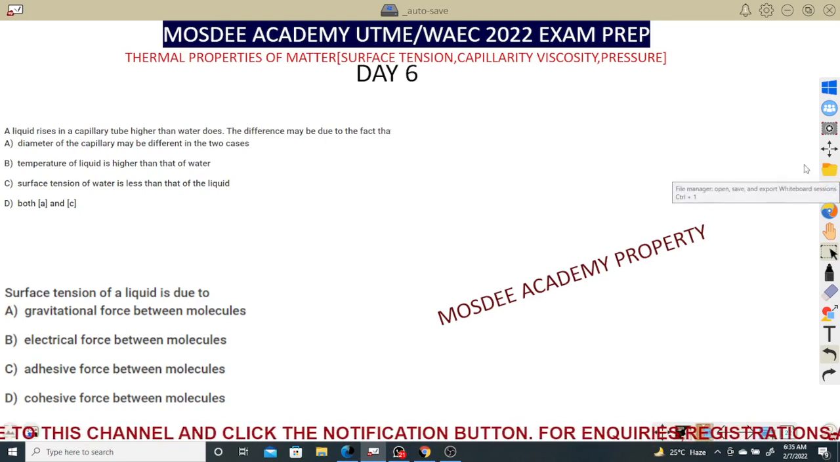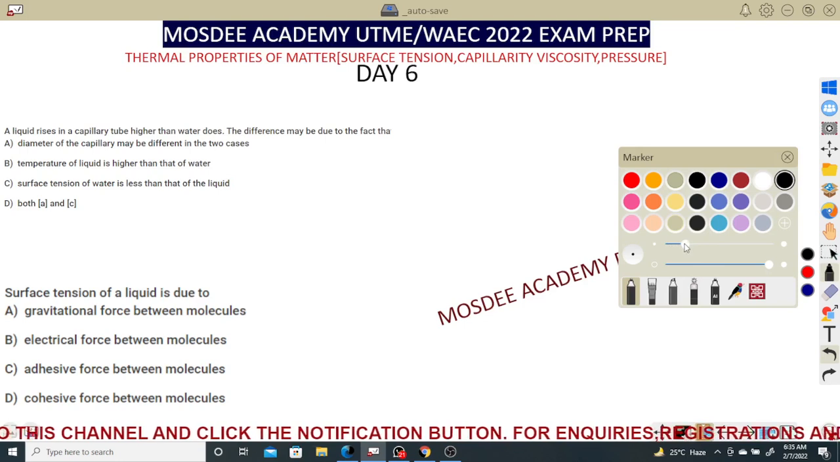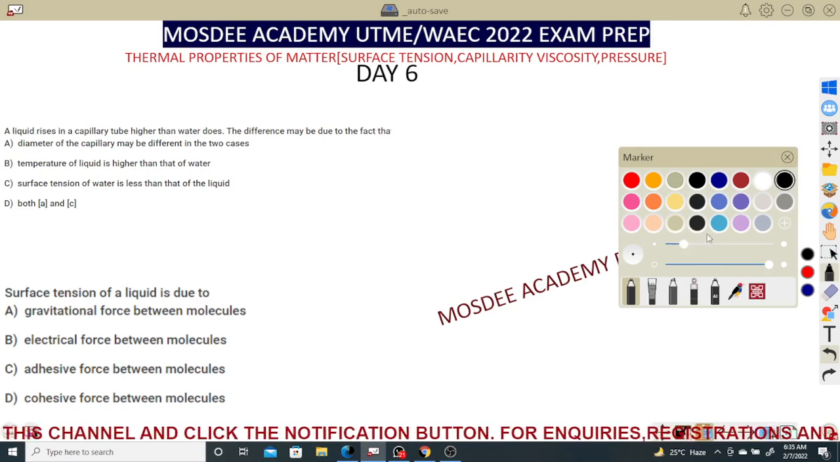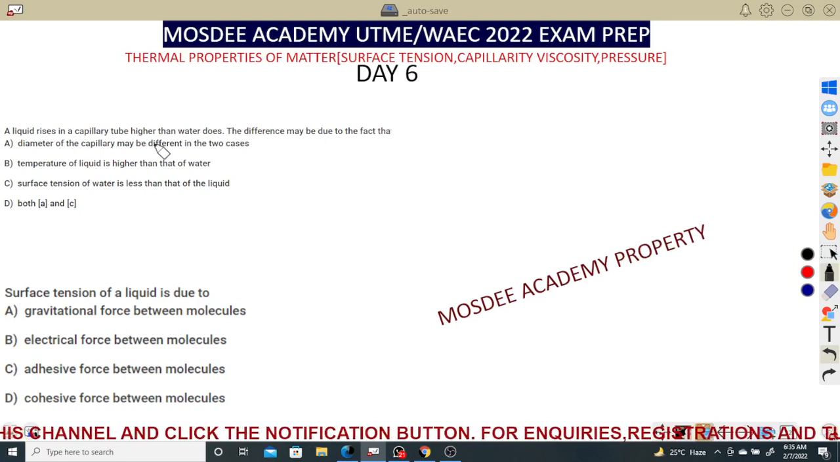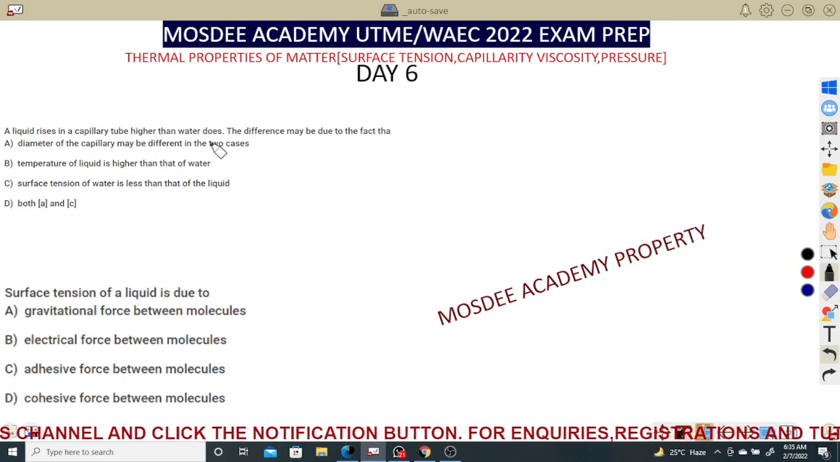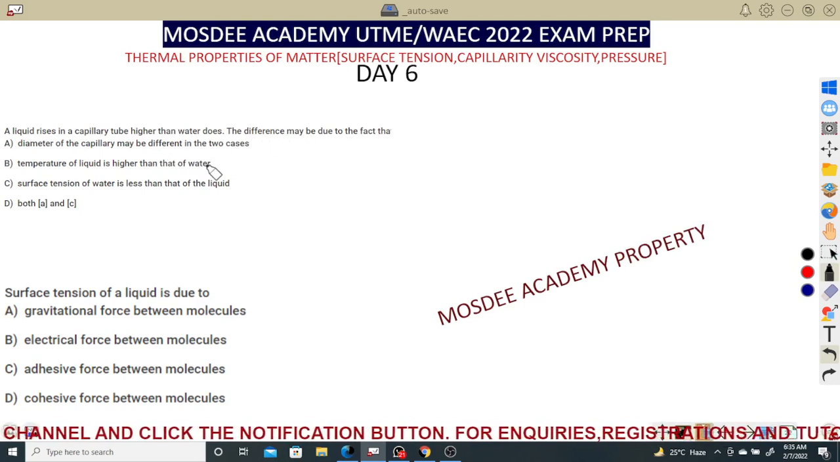Let's begin with the first question of today. I think it should be done in 20-25 minutes. A liquid rises in a capillary tube, that is capillary action, in a narrow tube, higher than water. That means the rise in a particular liquid is higher than the one in water. The difference may be due to the fact that dash.